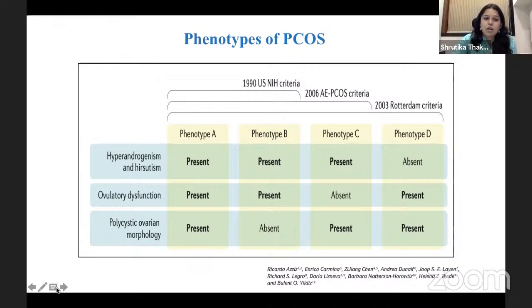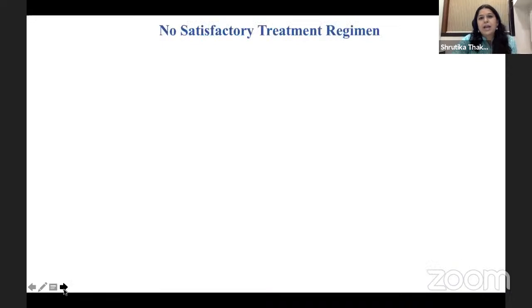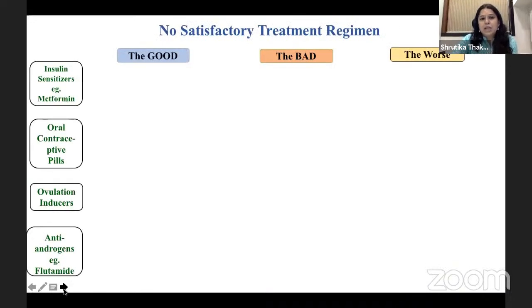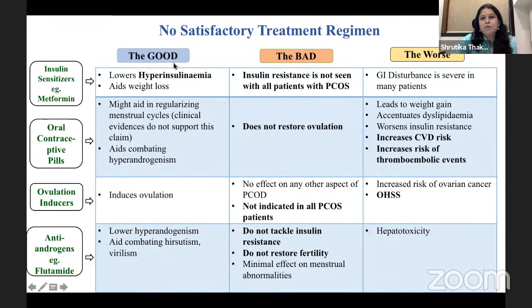But basically, it is always useful to identify what phenotype of PCOS we are looking at, and that somehow helps us modulate our treatment regimen, because honestly there is no satisfactory treatment regimen. All of those treatment regimens have good, bad, and they all have side effects. So we need to taper, or cater to whatever is required for our patient, and thereby have a better treatment modality.